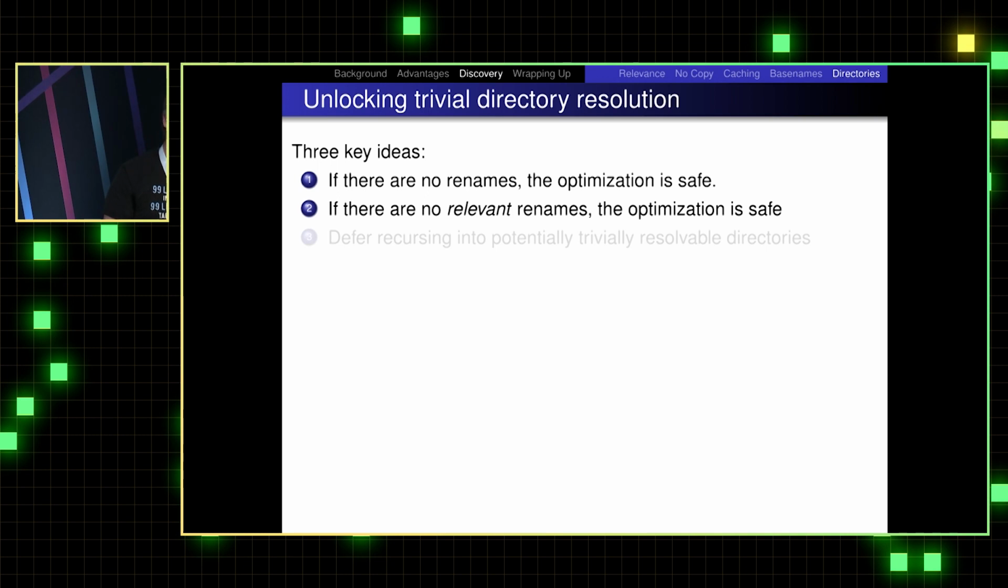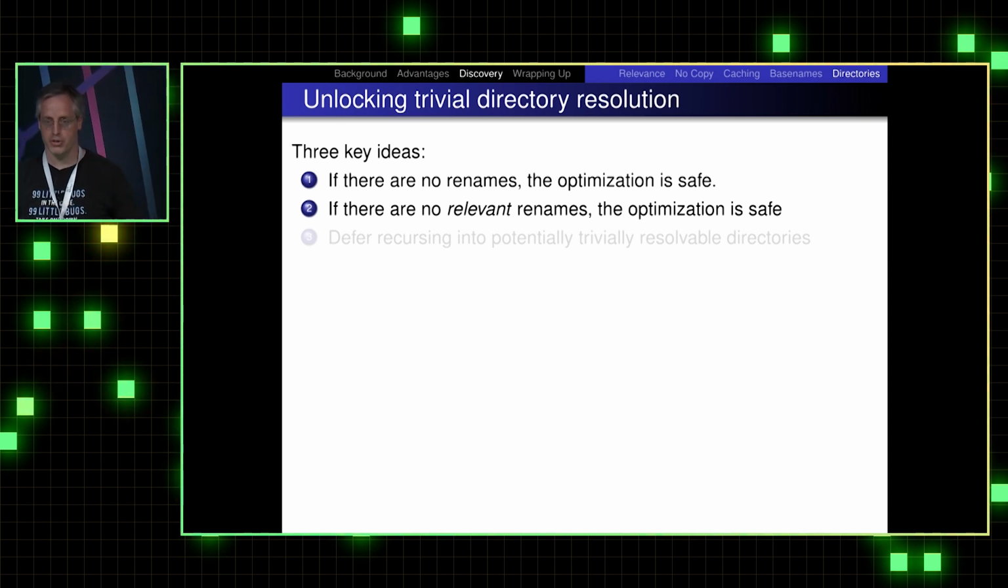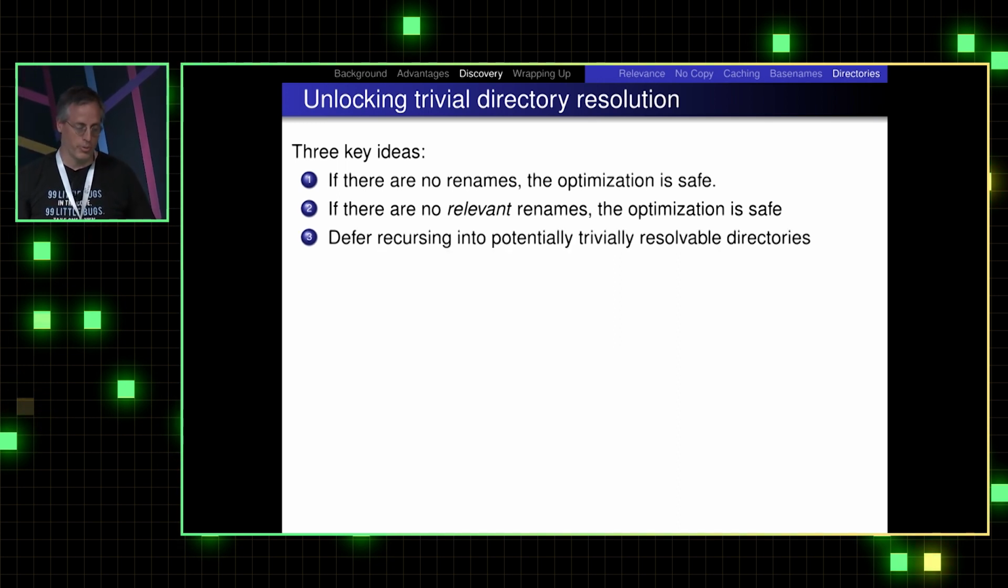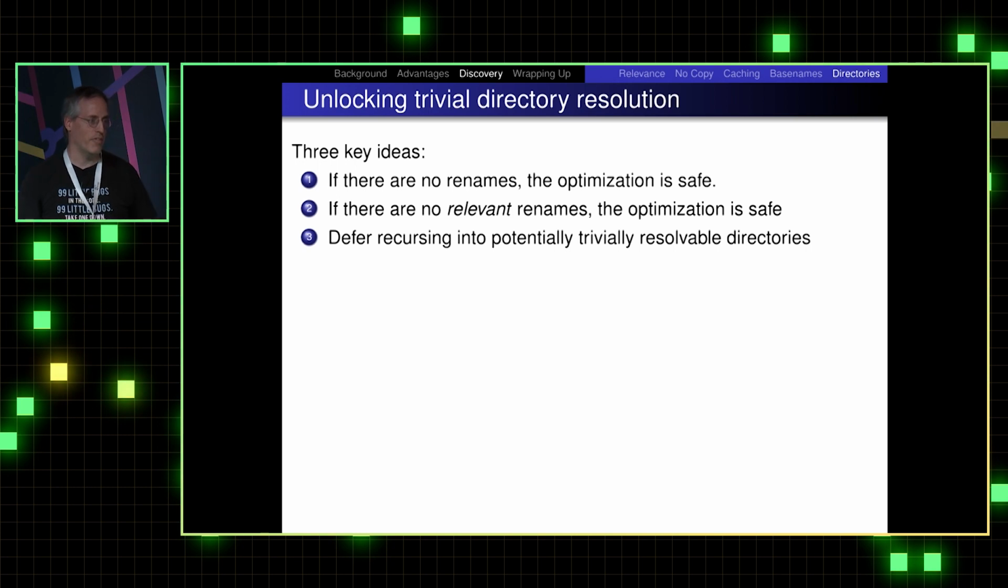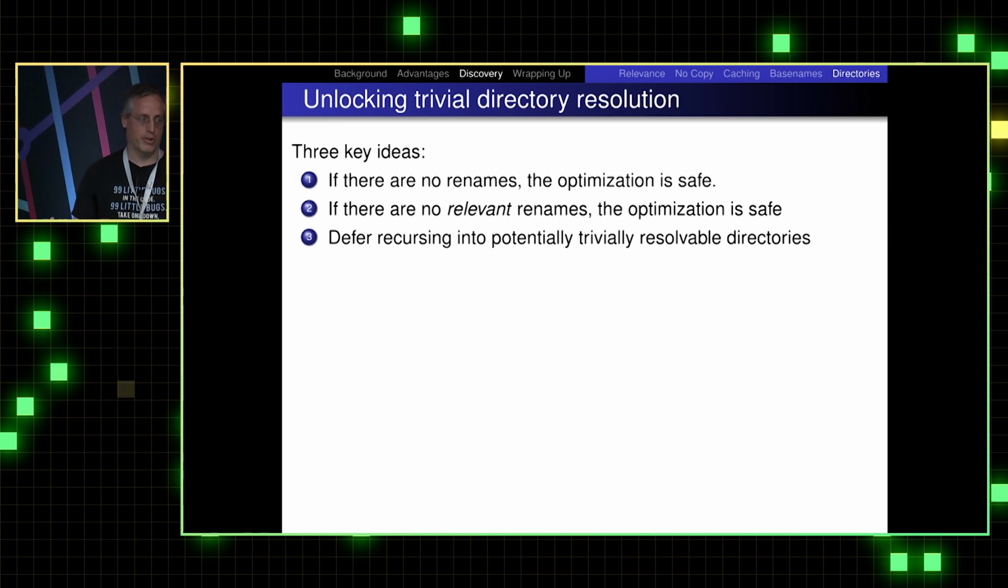But if you go a little bit further, you can find out if there are no relevant renames, then you can do the optimization. And that one's a lot more helpful because you can find out if there are any relevant renames without recursing into those trees. So the basic trick is you defer recursing into those trees until you find out if there's a relevant rename anywhere in your entire tree. If there are any relevant renames anywhere, then you have to recurse into all of those trees. But if there aren't any, then you can avoid recursing into all of them.